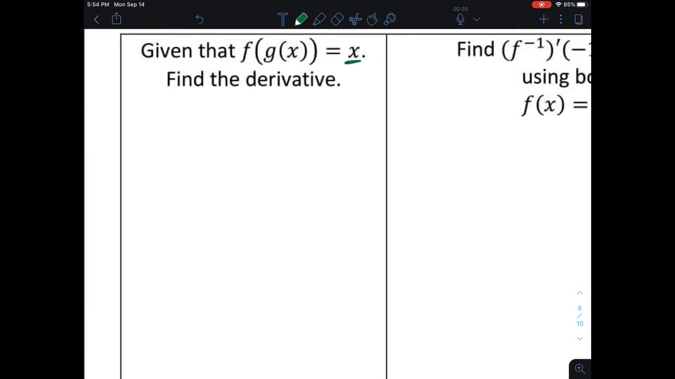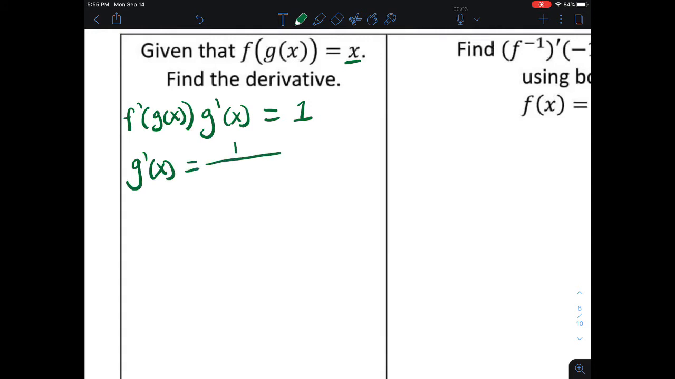And if I find the derivative of that, so I do chain rule. Chain rule says take the derivative of the outer function times the derivative of the inside, is equal to the derivative of x, which is 1. And so I'm going to rewrite this as g prime of x equals 1 over the derivative of f of g of x.